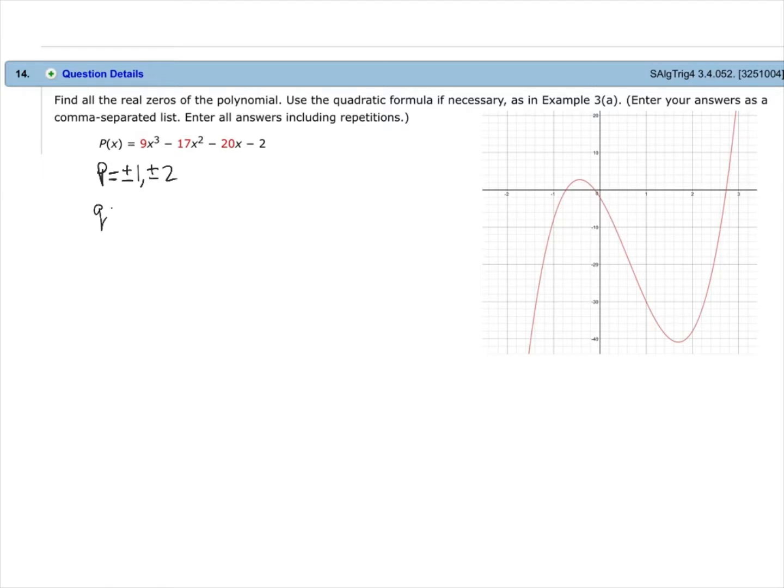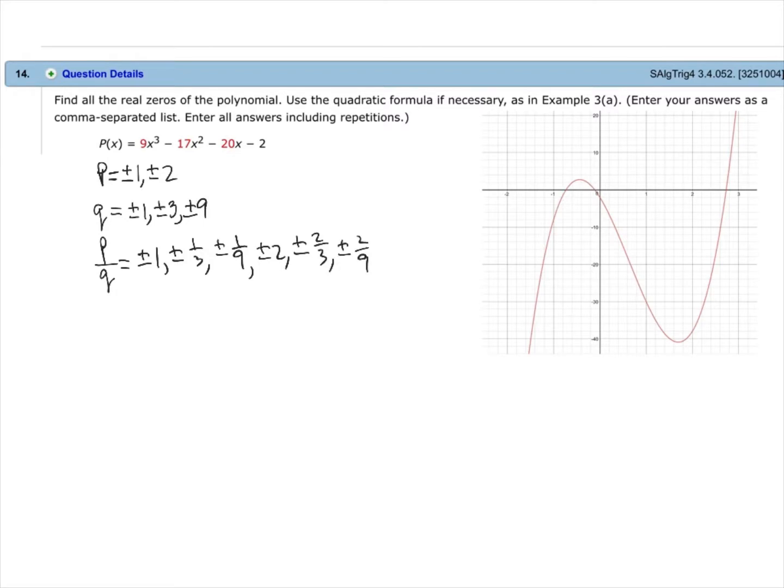Then we will find all of the possible factors of the leading coefficient, positive 9. Those factors would be plus or minus 1, plus or minus 3, and plus or minus 9. Now we will find all of the possible rational roots for this polynomial by finding all of the possible ratios p over q. So this would give us plus or minus 1, plus or minus 1/3, plus or minus 1/9, plus or minus 2, plus or minus 2/3, and plus or minus 2/9.